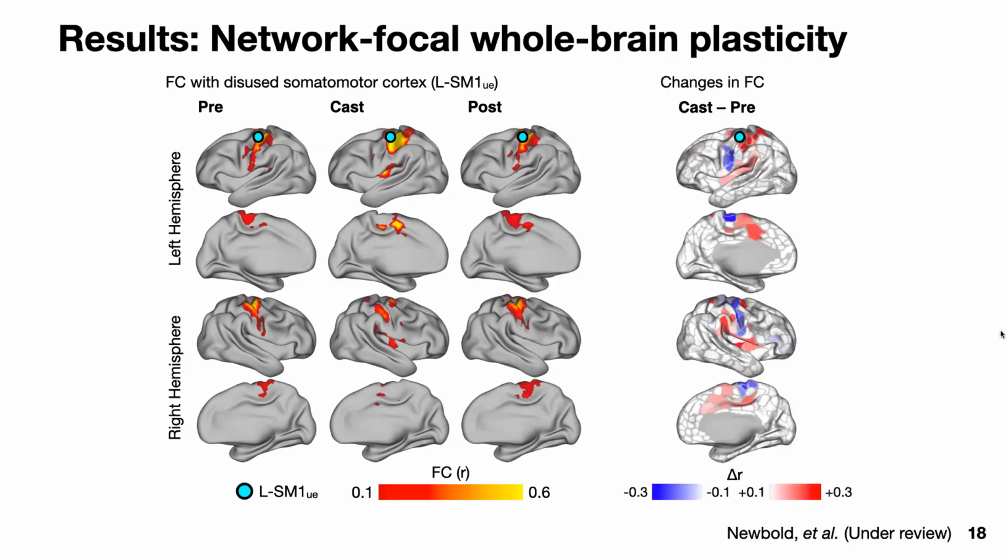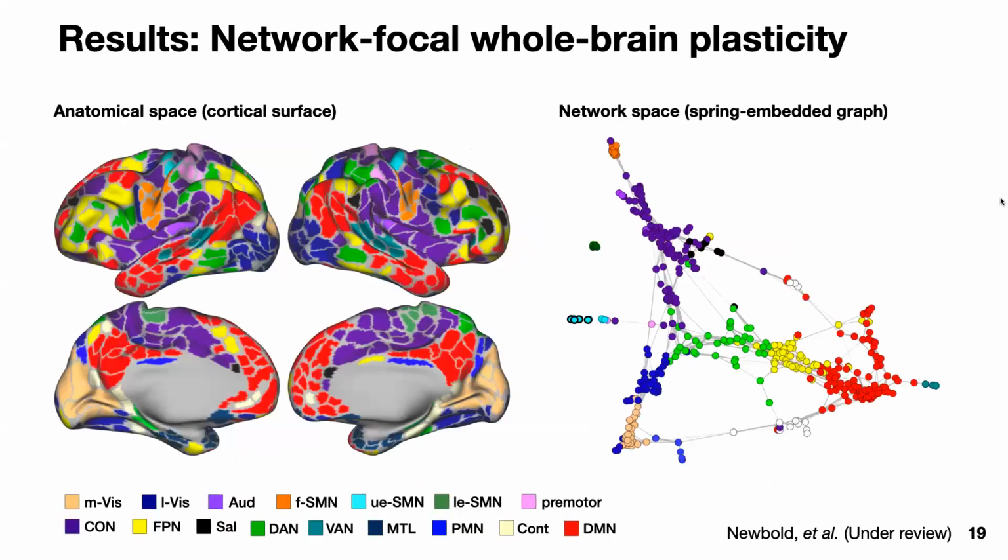And then after casting, we again see that sort of classic pattern of connectivity to the rest of the somatomotor cortex. So this map shows the changes in connectivity in all brain regions with the left motor cortex. You can see in blue that the rest of the somatomotor cortex decreased its connectivity with the disused motor cortex. And there are also many regions here in red that showed increases in connectivity. To understand what all these regions are, we need to compare this map of whole brain changes in connectivity to this participant's individual specific network map. So this is what that looks like.